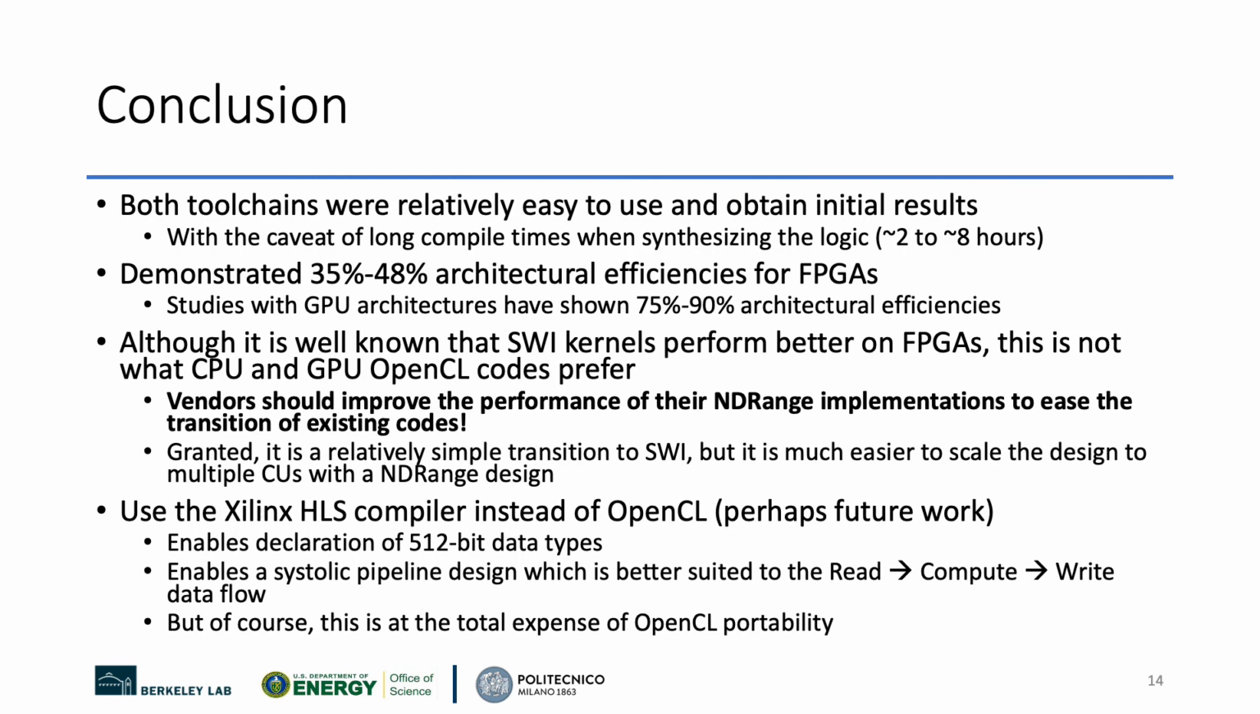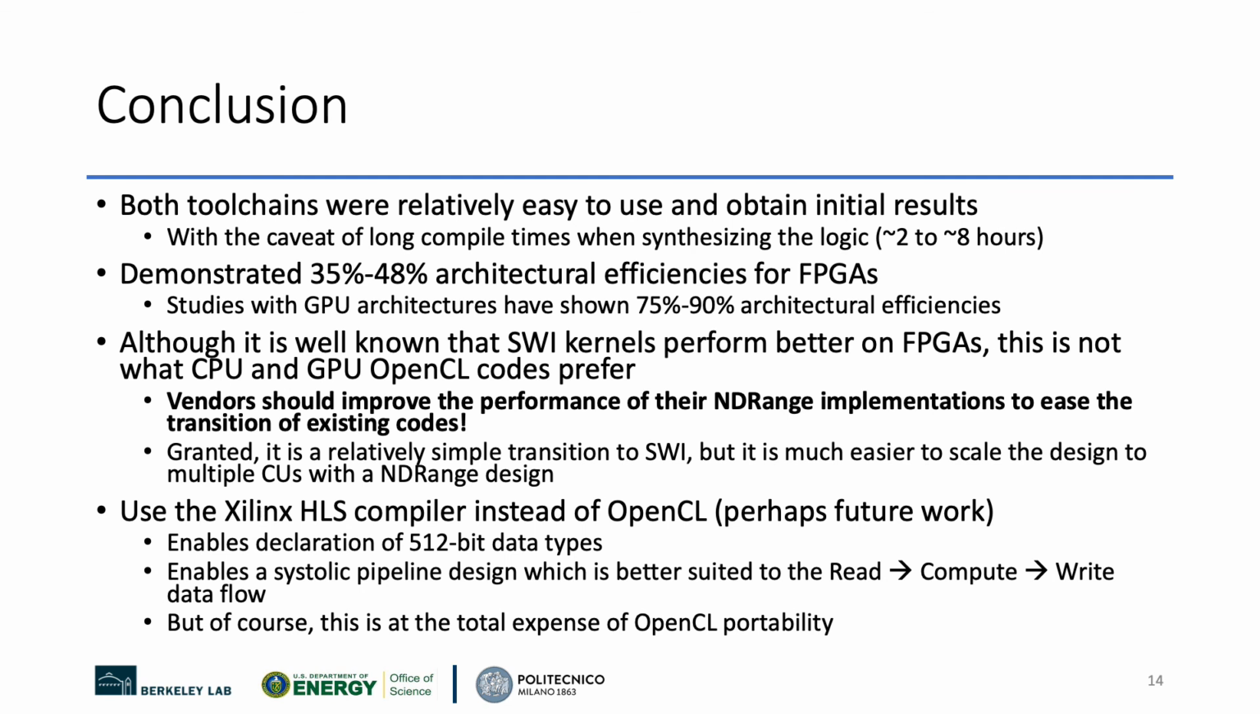In conclusion, we did find that from a functional perspective, both toolchains were relatively easy to use and obtain initial results, disregarding the expected long compile times when fully synthesizing the logic. We were able to achieve 35 to 48% architectural efficiencies on the FPGAs. In comparison, our studies on GPUs have shown 75 to 90% efficiencies.